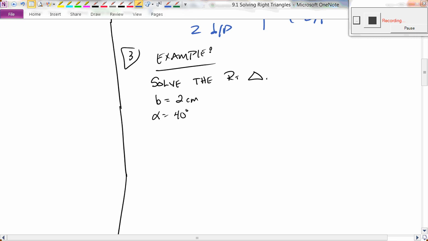No big deal? Wow. Yeah? Hello? Yeah. There you guys are. Okay, yes. So we're going to solve a right triangle, and here's a very typical boring example, and then we'll move on to the more interesting things in just a second.